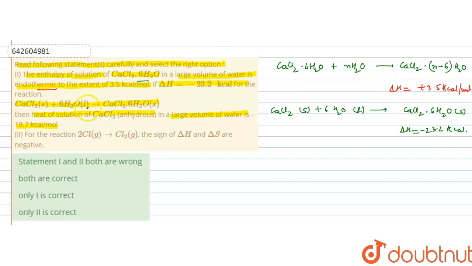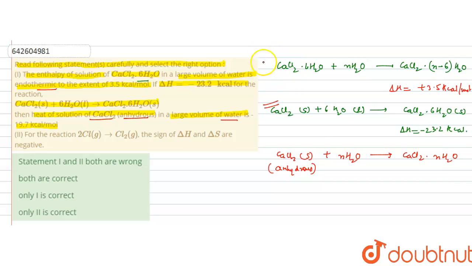Lastly, we are given the heat of solution of CaCl2 anhydrous in a large volume of water, so we have to calculate it for anhydrous CaCl2. Anhydrous CaCl2 will be CaCl2 solid. It is asked for the heat of solution in a large volume of water. So for anhydrous CaCl2, the reaction with 6 moles of water is known, but we have to calculate this for n moles, a large volume of water. So it will form CaCl2.nH2O. We have to calculate this.